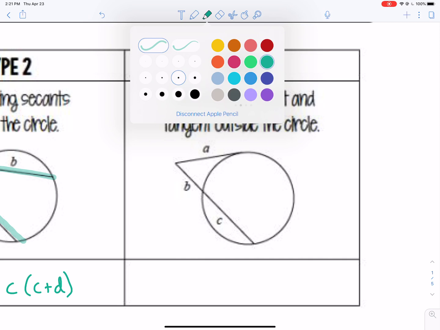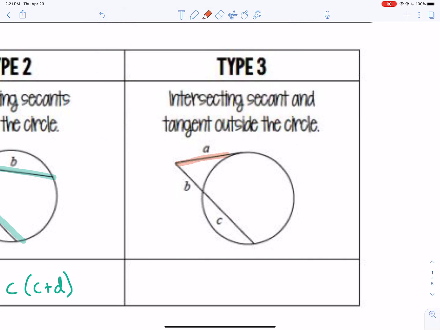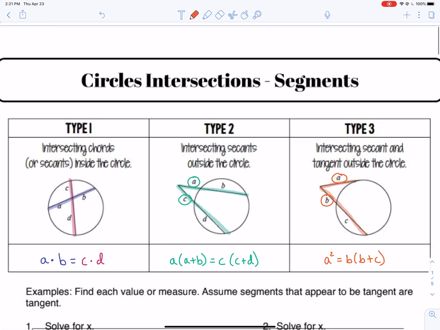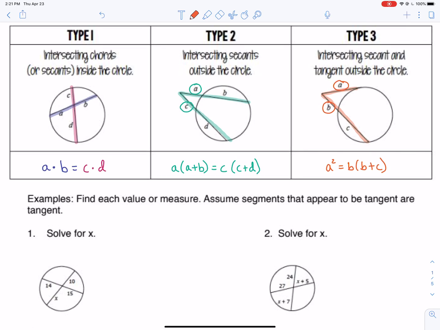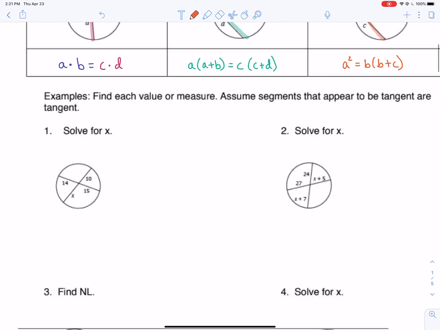The third scenario is if you have a tangent and a secant. Notice that the tangent leaves you with one little piece on the outside. So you would just say A squared in this case is equal to B times B plus C, the little outside piece on the other side on that secant times the sum of the whole secant. These are the only three things we need to talk about in this video, so we're going to look at a few examples of each of those types of intersections.